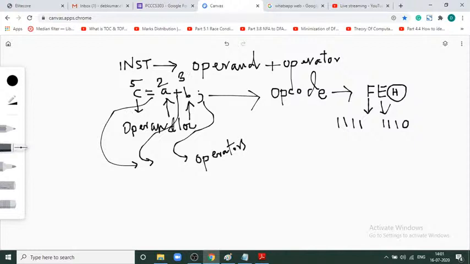To represent an instruction in the machine or computer, we require an opcode, and that opcode is represented in hexadecimal number, so that we can convert this opcode to binary numbers, so that it can be understandable by the machine. We need to understand it first.